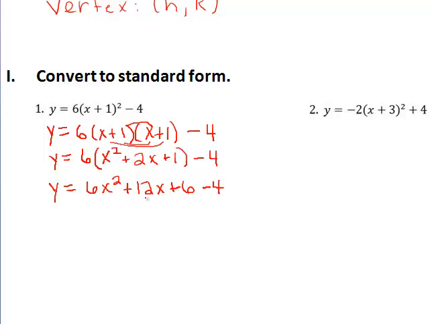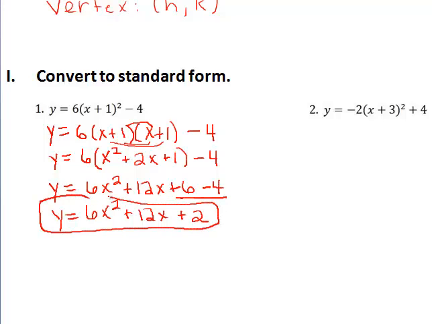So let's look for any other like terms that we can combine, and we notice that this plus 6 and the minus 4 can be combined. So that would be y equals 6x squared plus 12x plus 2. Okay, now it looks like it is in standard form, and so I have converted it, and it's pretty easy to do.